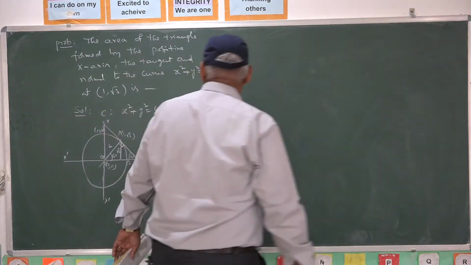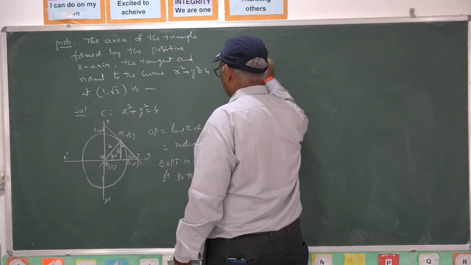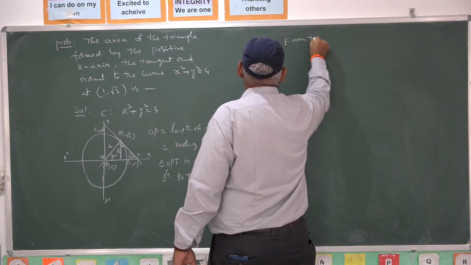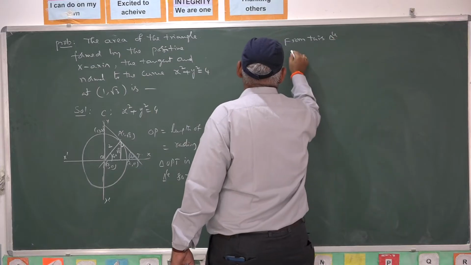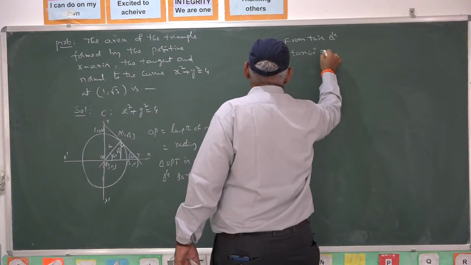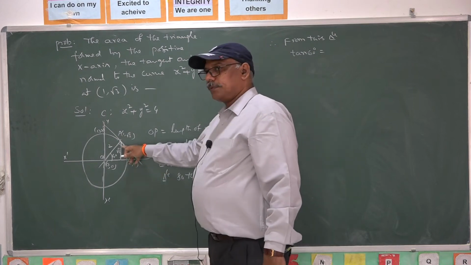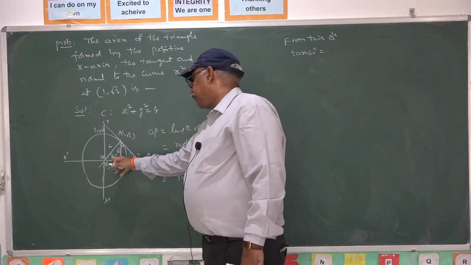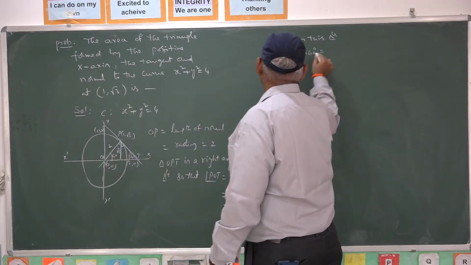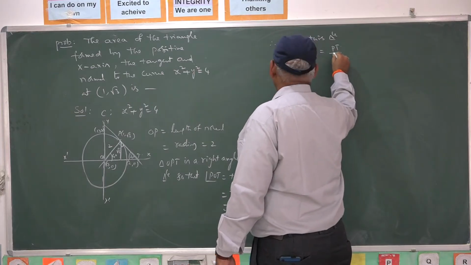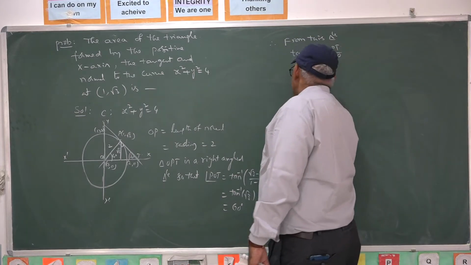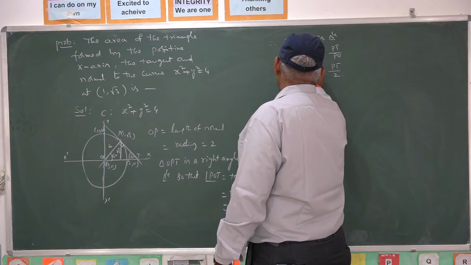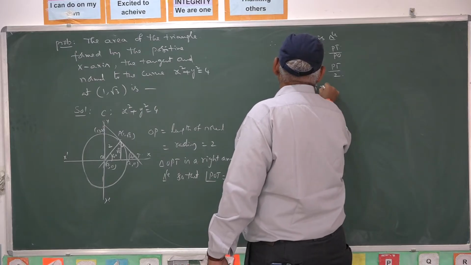So from this triangle, tan 60 equal to opposite side by adjacent side, PT by PO. PT is the length of the tangent, PO is the length of the normal. So this is PT by 2 equals root 3. So PT equal to 2 root 3.